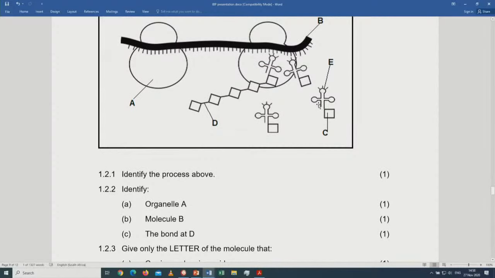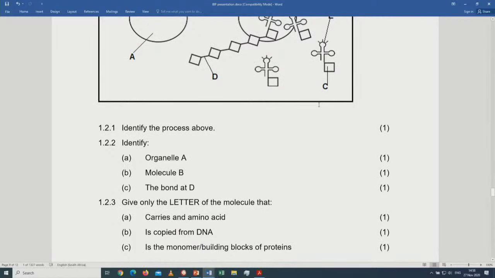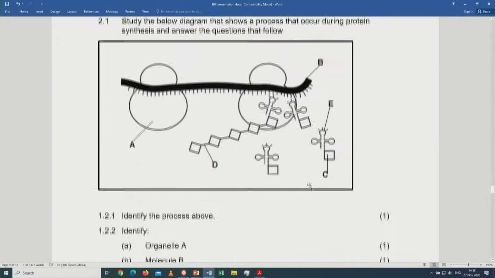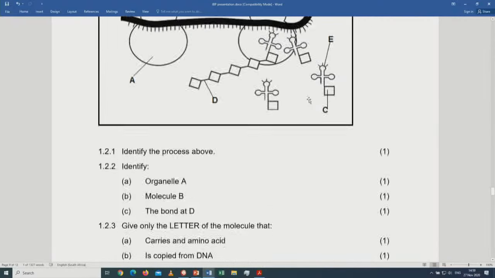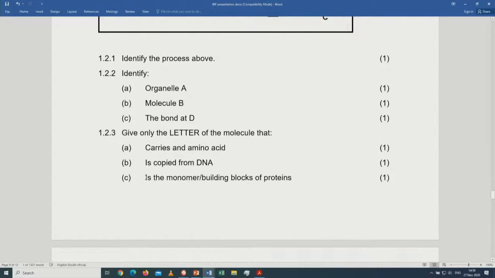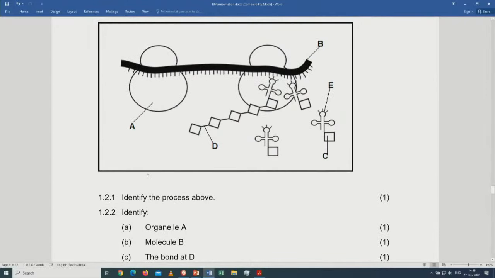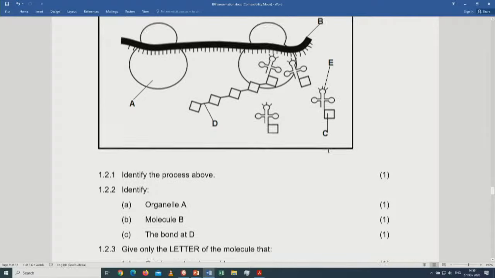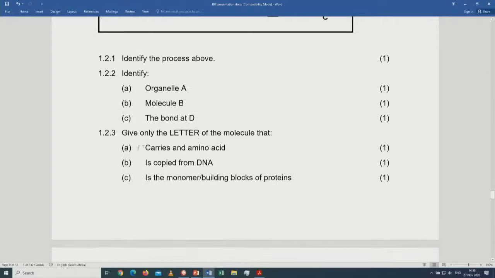Now this is also one of the mistakes that candidates do. When a question asks for a letter, candidates give the name. So please don't make that mistake. Read the instructions very carefully. Is copied from DNA, you know it's B, the answer there. And then is the monomer or building blocks of proteins. It is C, the amino acids. Now remember, in this question, the instruction says you give only the letter.